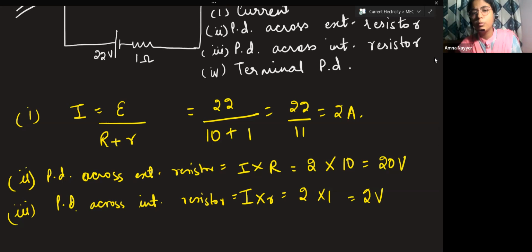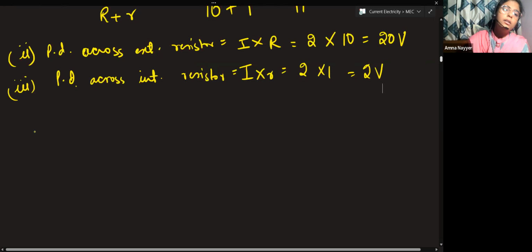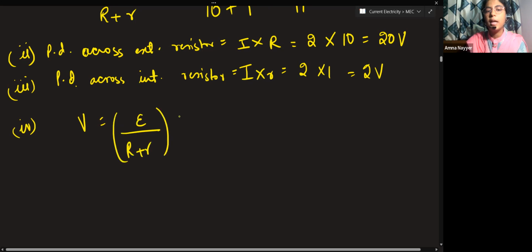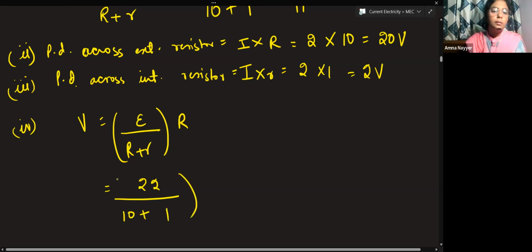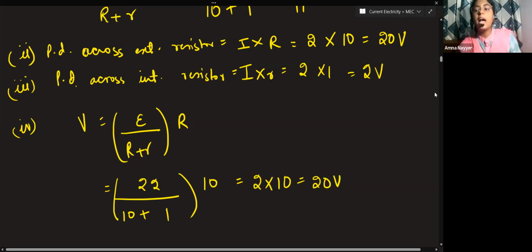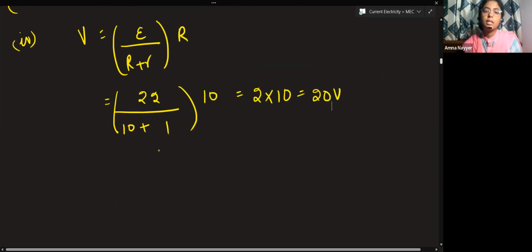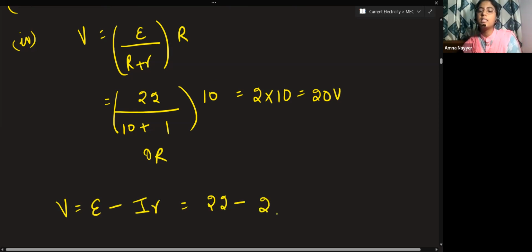See, in the fourth part, terminal potential difference, you can do it in two ways. We have seen two formulas. One is E divided by R plus r, multiplied by R. So E is 22, capital R is 10, small r is 1, so this is 2 multiplied by 10, which gives you 20 volt. Or we have one more formula: V is equal to E minus Ir. EMF is 22, current is 2, small r is 1. So this is 22 minus 2, that is 20 volt. Both the formulas will lead you to the same answer.